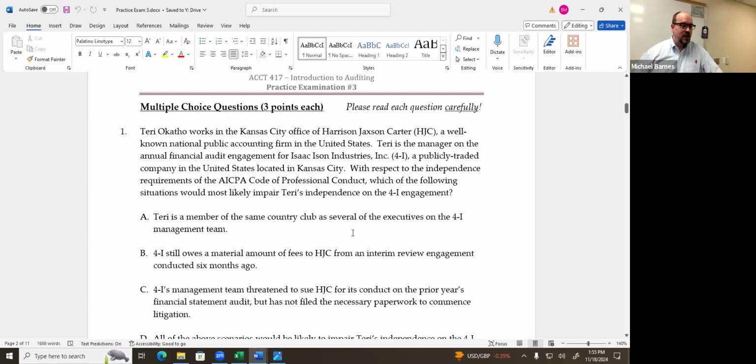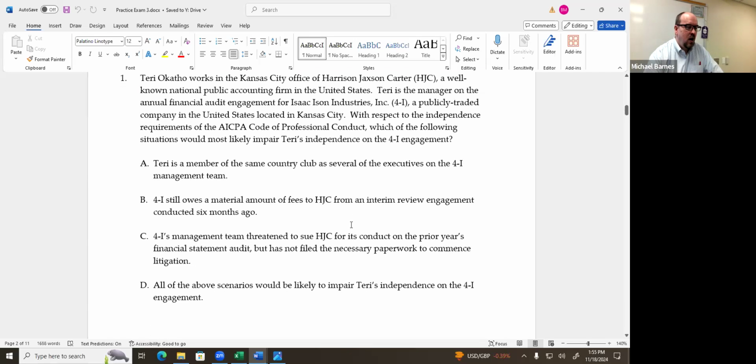With respect to the independence requirements of the AICPA Code of Professional Conduct, which of the following situations would most likely impair Terry's independence on the 4i engagement? Okay, so let's go through each point, okay? Terry's a member of the same country club as several of the executives on the 4i management team, not the engagement team, the management team. My apologies. Is that okay or not?